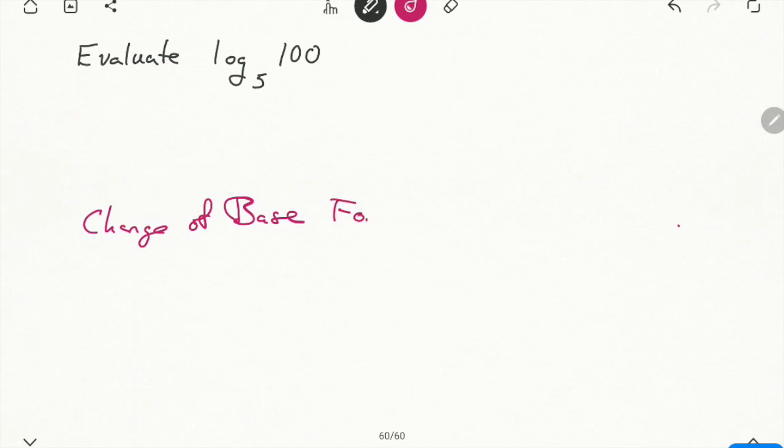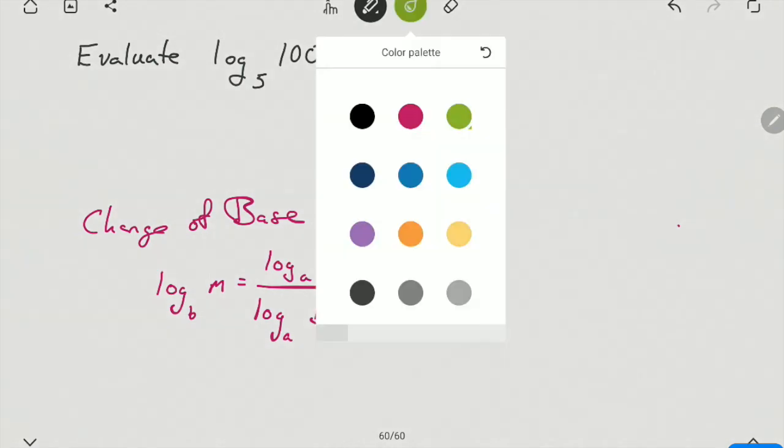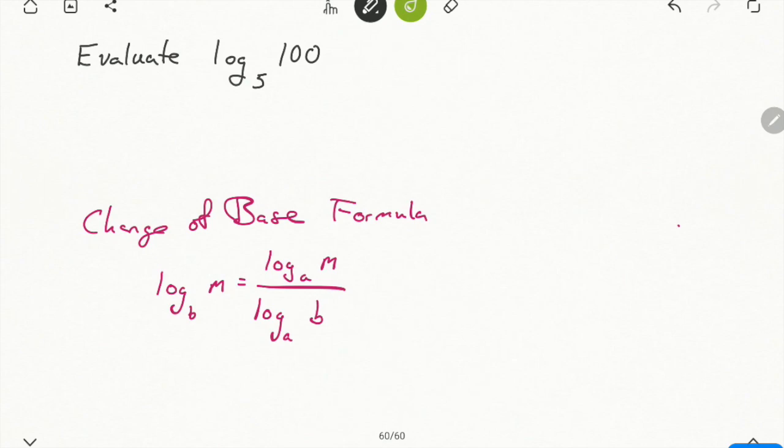The change of base formula says that if we have log base b of m, then we can do log base a of m divided by log base a of the original base. So this allows us to change the base from the original logarithm to a new base that we may be able to use just by doing the inside of the logarithm divided by the base, taking the log of each of those different numbers. So what this means is we can turn log base 5 of 100 into a log base 2, for instance. So I can do log base 2 of 100 divided by log base 2 of 5.